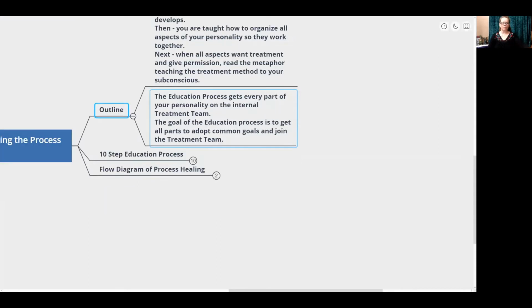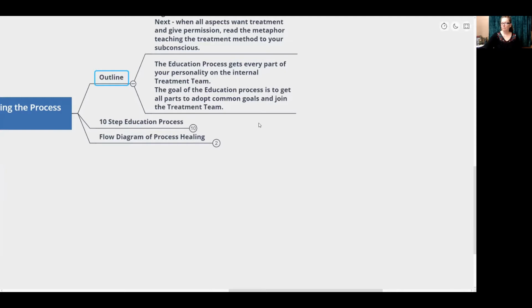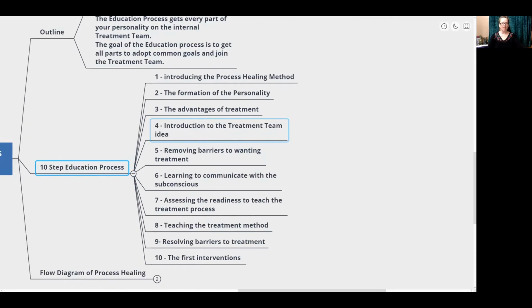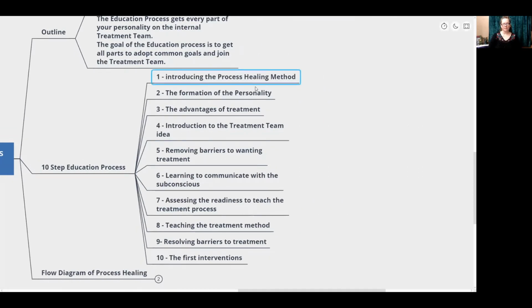So what I'd love for you to do now is, the goal of the education process is, first of all, to get everyone to adopt a common goal and join the treatment team. And so Dr. Garry Flint created a 10-step educational process. And here's basically the process in a nutshell.